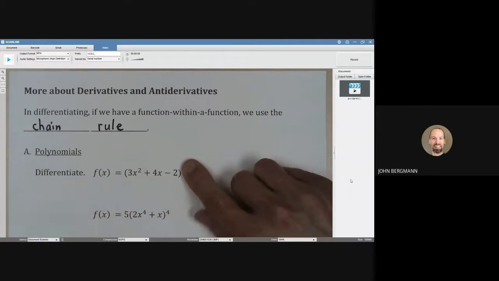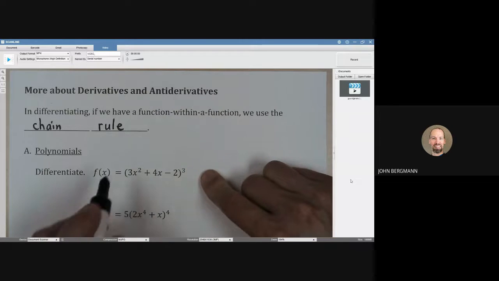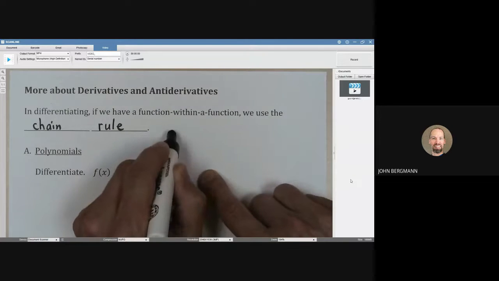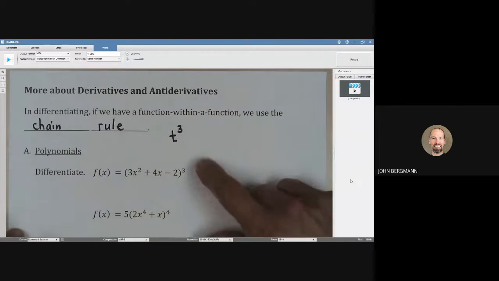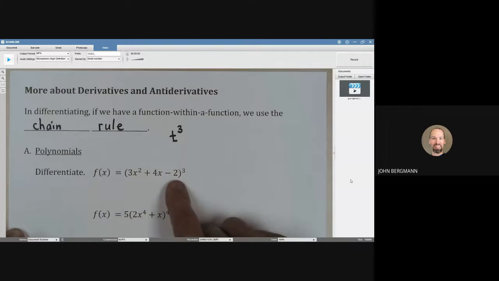Let's look at just this first one. Let me cover up the 3 for a second. You see that that is a function: 3x squared plus 4x minus 2, that's a function. On the other hand, and I'll just use an example, let me write it up here: t cubed. Isn't that a function? T cubed is a function. Well, look at what we've got here. So what we have is a function within a function. And whenever you have that, you have to use what's called the chain rule.